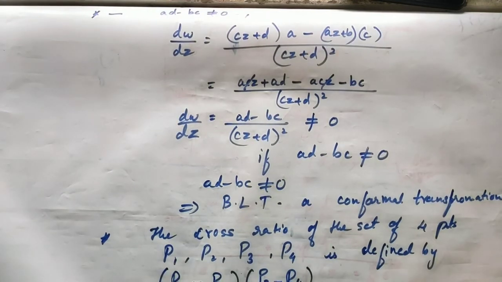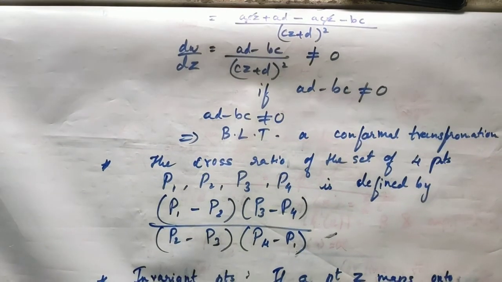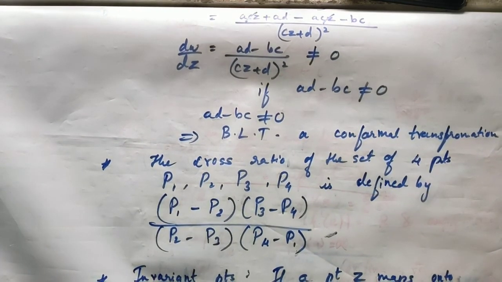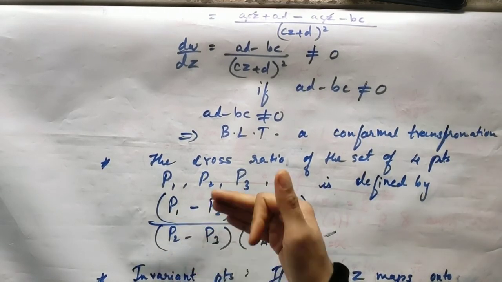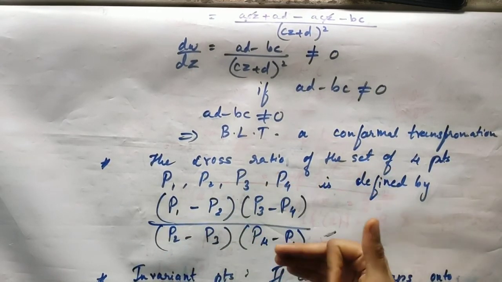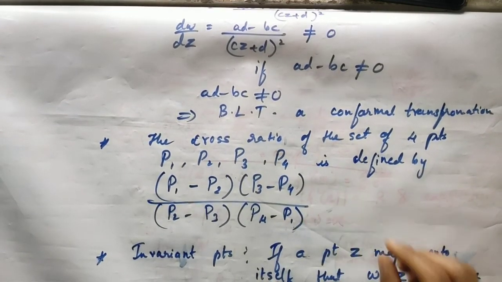Now cross ratio of a set of 4 points. Given any 4 points to you, P1, P2, P3, P4, how do you take the cross ratio? For the numerator, just refer to the order, that is (P1 minus P2) into (P3 minus P4), divided by, replace every P1 by P2, P2 by P3, P3 by P4, P4 by P1. Just a cyclic order you can remember. This is how you define the cross ratio.